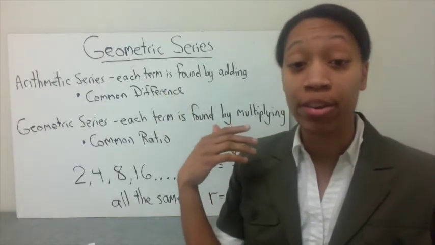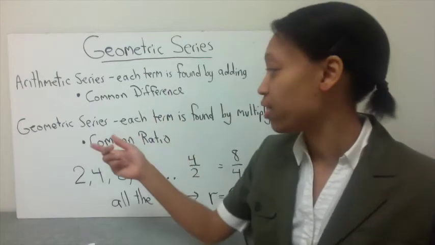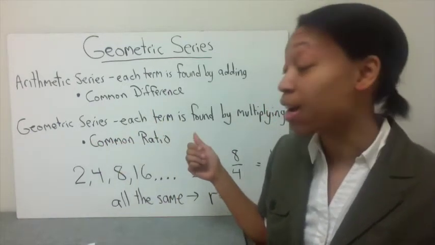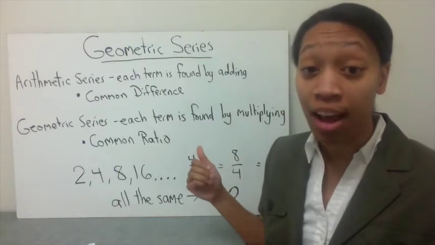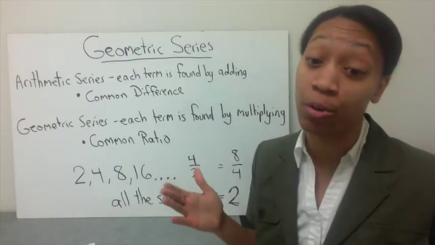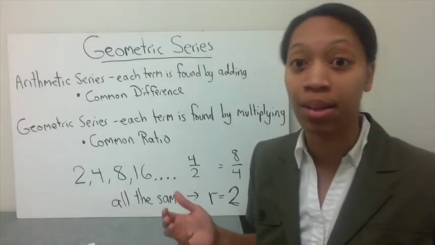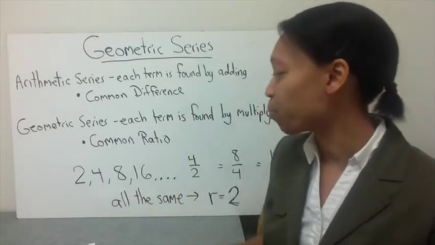Well, with today's series, we're talking about geometric series, and each term is found by a common ratio. So now, to go from one term to the next term, you have to multiply by something. Multiply by something, that something being the common ratio.